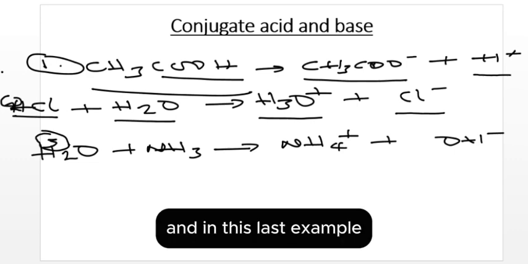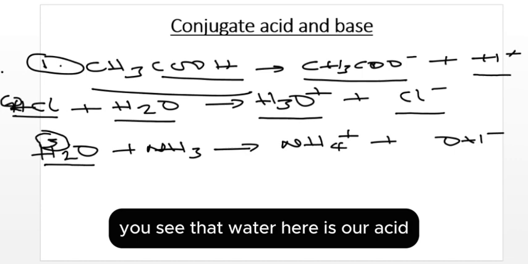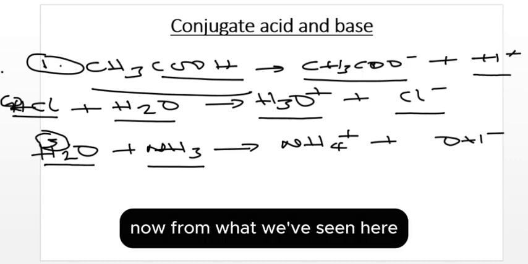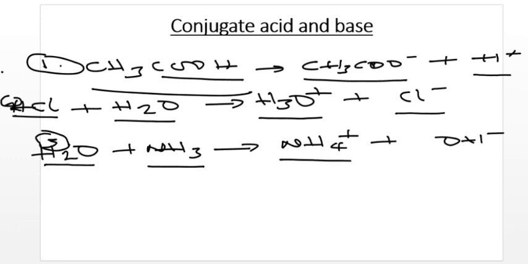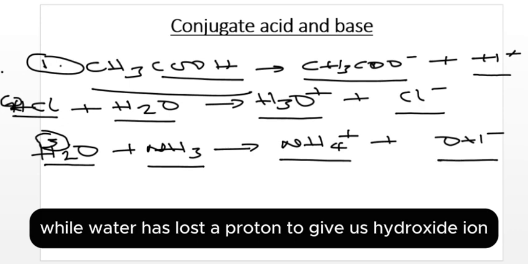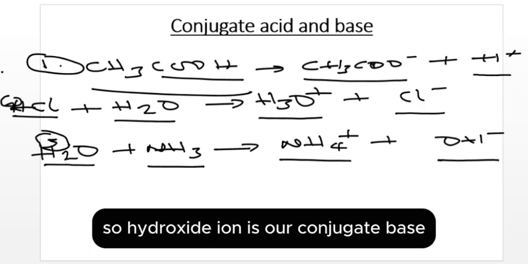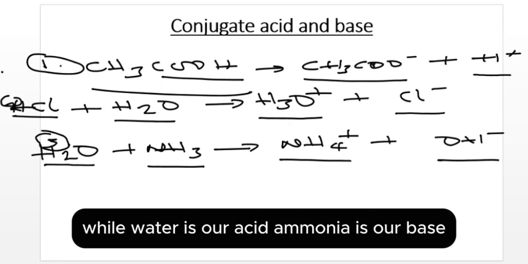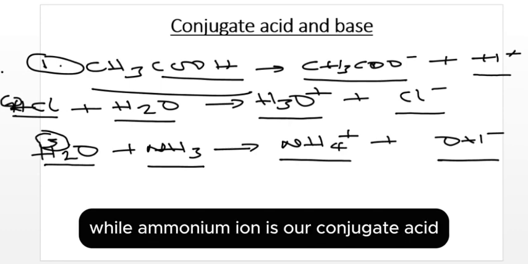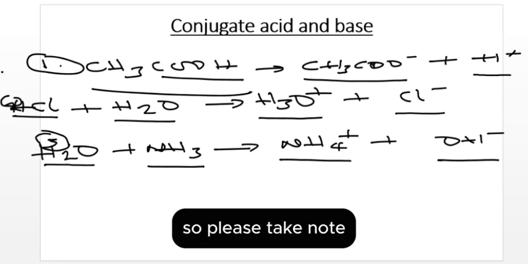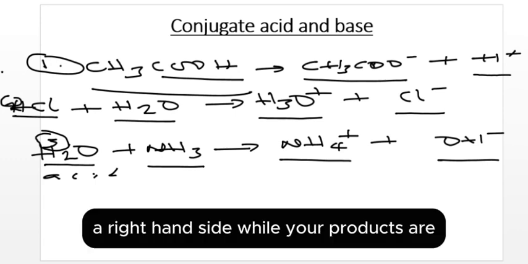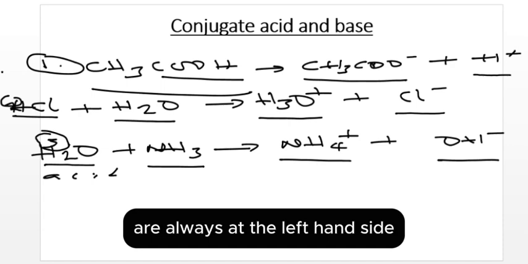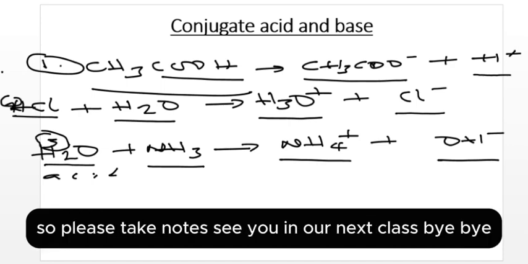And in this last example, you see that water here is our acid, while ammonia is our base. Now, from what we've seen here, ammonia has gained a proton to give us ammonium ion, while water has lost a proton to give us hydroxide ion. So hydroxide ion is our conjugate base, while water is our acid, ammonia is our base, while ammonium ion is our conjugate acid. So please take note, your acid and your base are always at the left hand side, while your products are always at the right hand side. So please take notes.